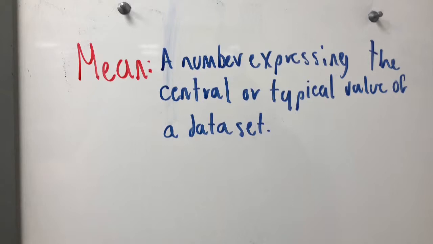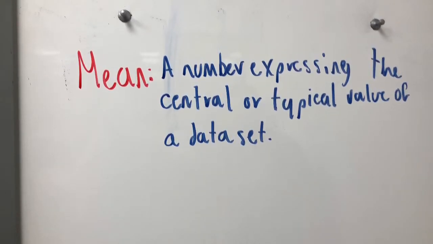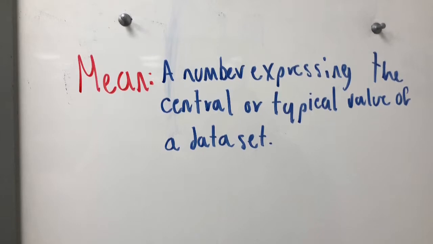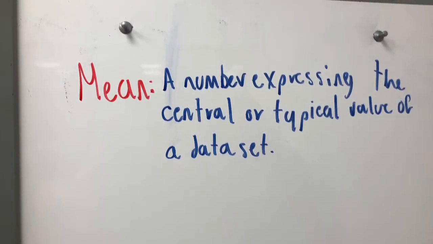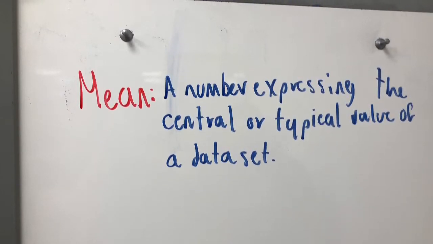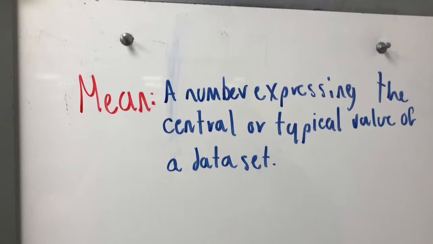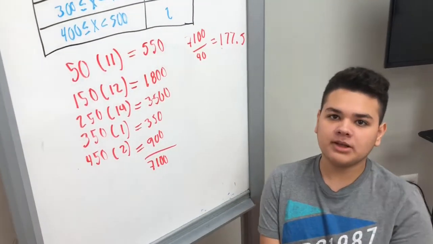The mean, also known as average, is a number expressing the central or typical value in a set of data, in particular the mode, median, or most commonly the mean, which is calculated by dividing the sum of the values in the set by their number. First, we have to find the mean.